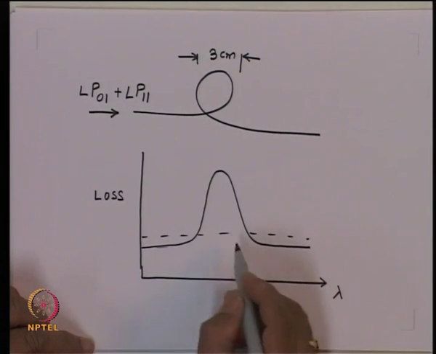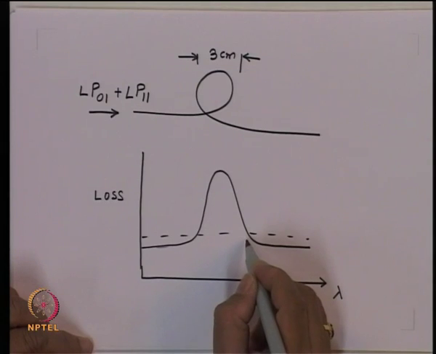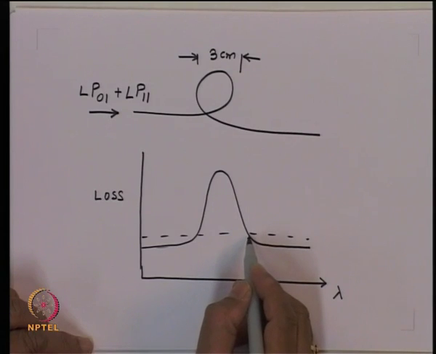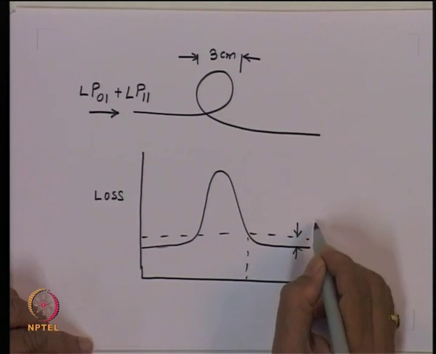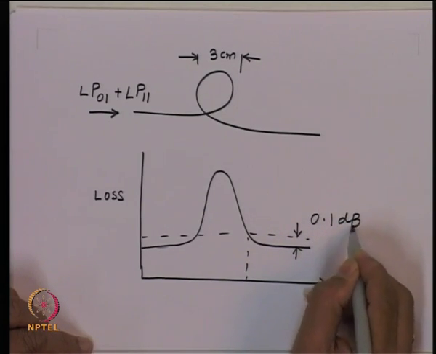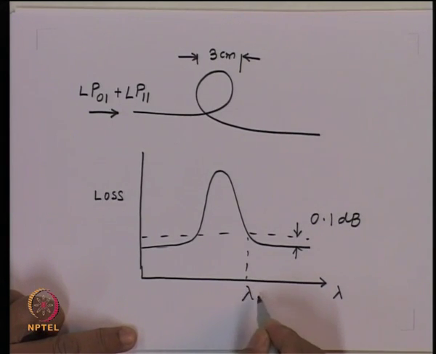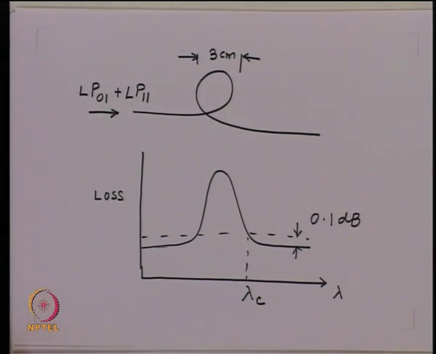So, the standard says if you get this profile, at this longer wavelength where the loss is now 0.1 dB with respect to this, that wavelength is what is called the cutoff wavelength of the optical fiber. And typically, if you take a 1310 nanometer fiber, the cutoff wavelength will be about 20 to 30 nanometer away from the wavelength of operation.